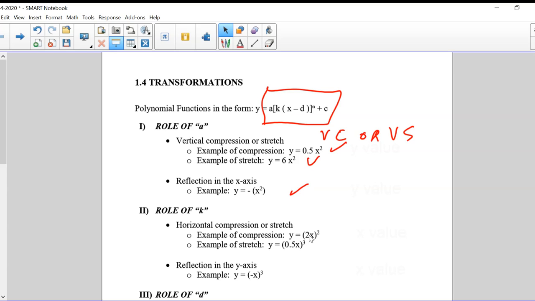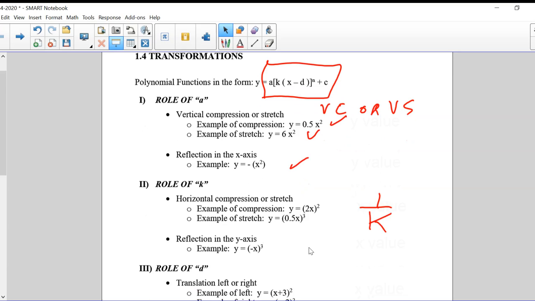The bigger the number is, the more the compression is. And that's because the compression factor is always 1 over the value of the k. Same thing for the stretch. The stretch factor, and we always talk about by a factor of this or a factor of that, is always 1 over the value of the k. So because it's 1 over, it makes it get bigger if it's less than 1 and smaller if it's greater than 1. Okay, we'll get some more examples of this in a second.